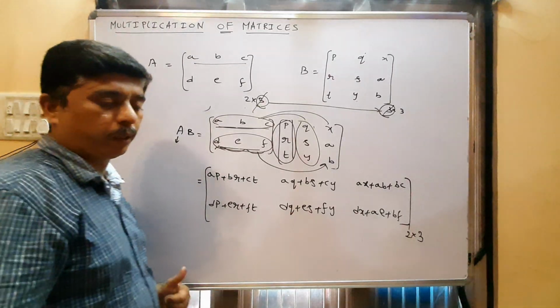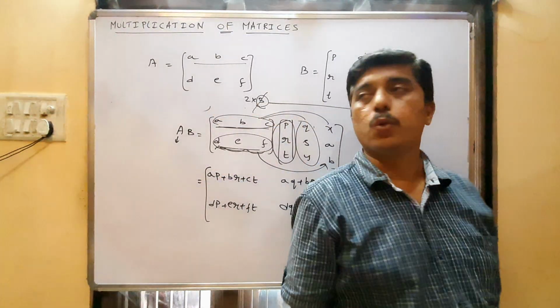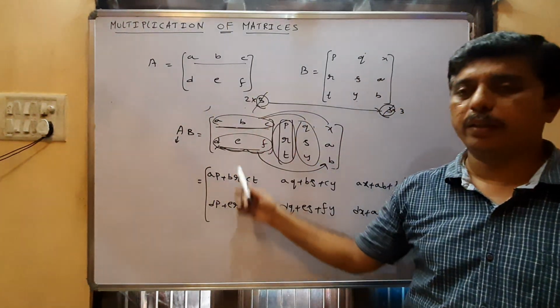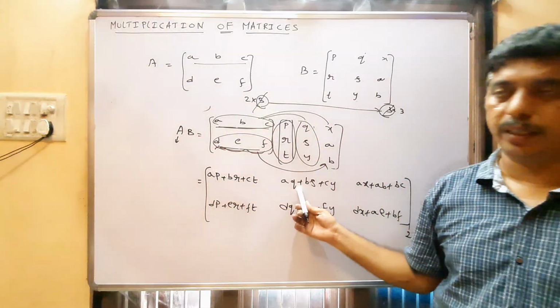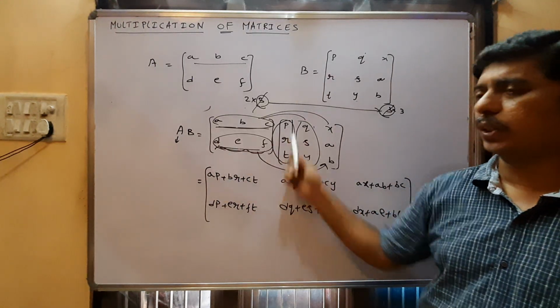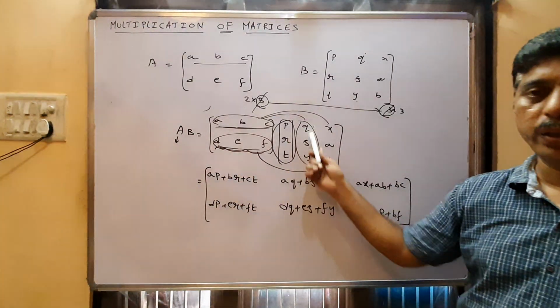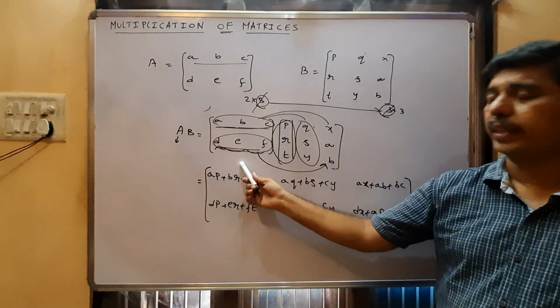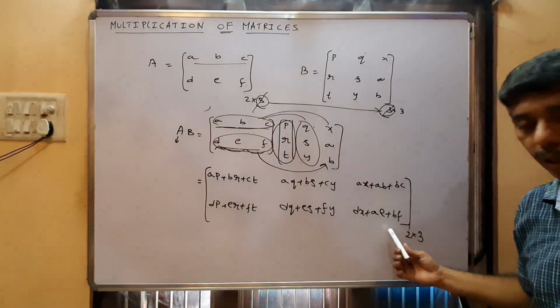This is the way to multiply matrices. First row into first column, first row first element. First row into second column, first row second element. First row into third column, first row third element. Second row into first column, second row first element. Second row into second column, second row second element. Second row into third column, second row third element.